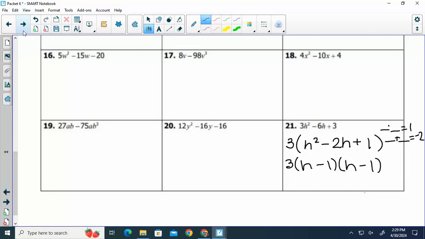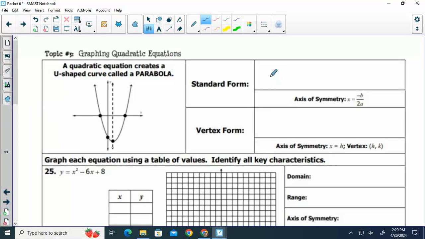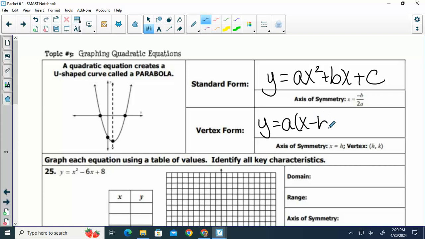Let's talk about the quadratics. So our standard form is ax squared plus bx plus c. Our vertex form is a times x minus h squared plus k. We can see it written either way. The axis of symmetry, if it's the first way, we always found it by doing x equals the opposite of b over 2a. And the second way, we thought about transformations.